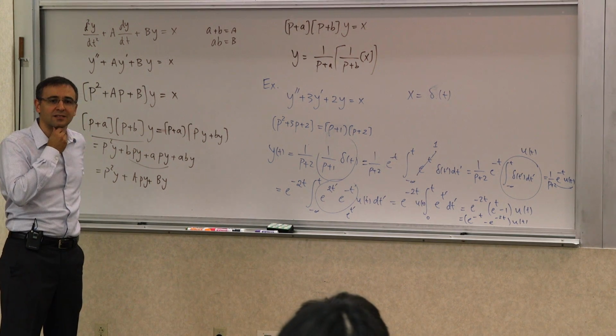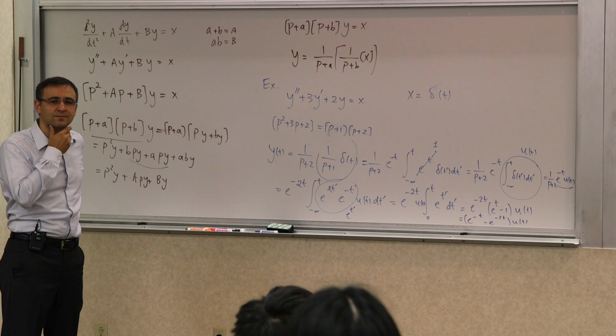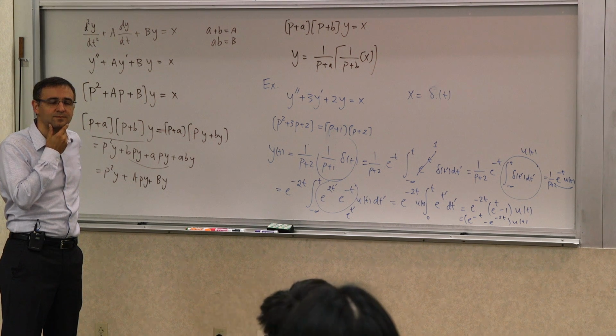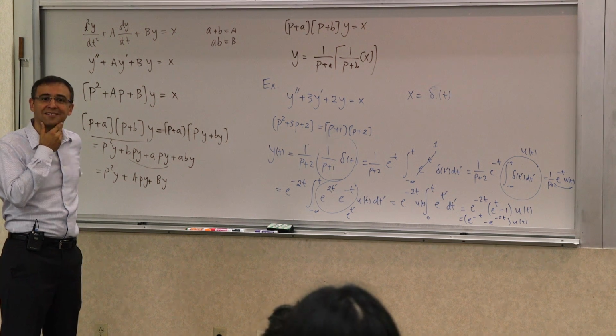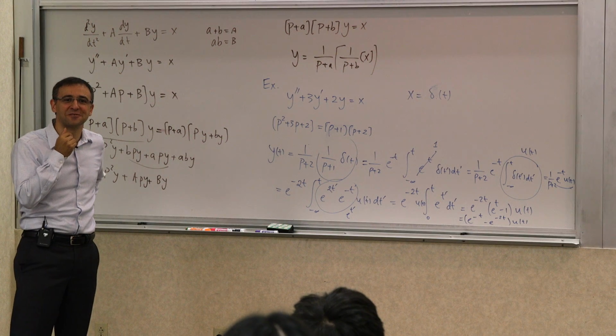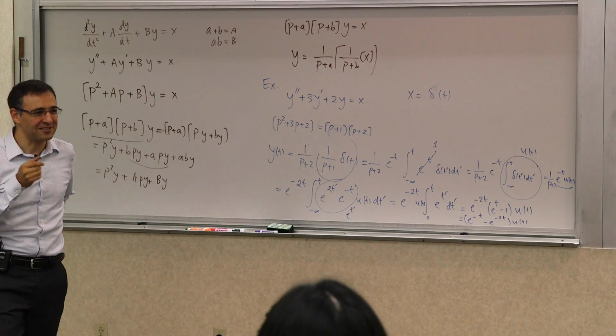What's preventing us from splitting the 1 over p plus 2 and 1 over p plus 1 into fractions that we can just add or subtract? Nothing. We'll do that too. That's called partial fraction expansion. That's a very good observation.